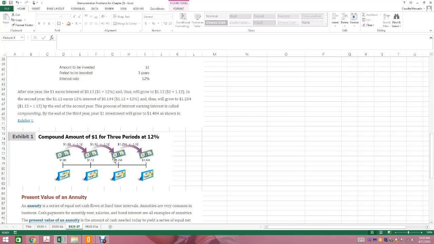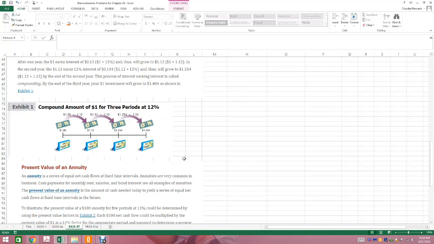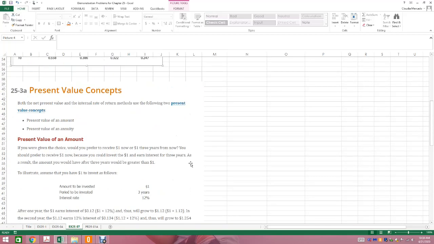Year over year, you're going to see the money grow from $1 to $1.12, to $1.25, to $1.40. This is for a dollar. Now imagine if you have millions of dollars. It does make a difference. It does make an impact on the value of that dollar. So when you're dealing with regular cash flows, we use the present value of an amount.